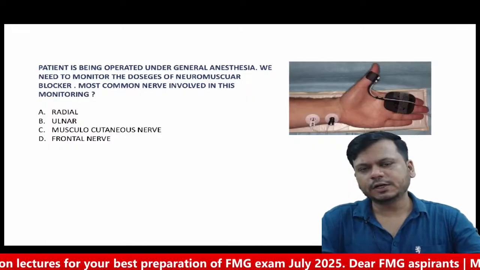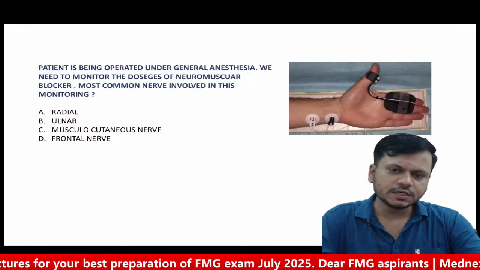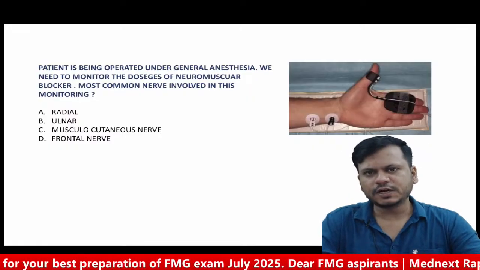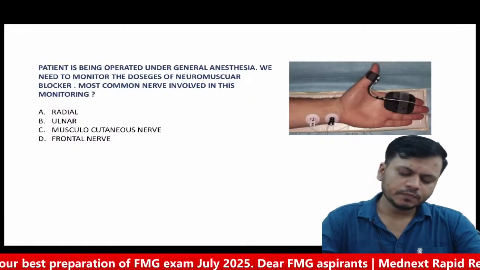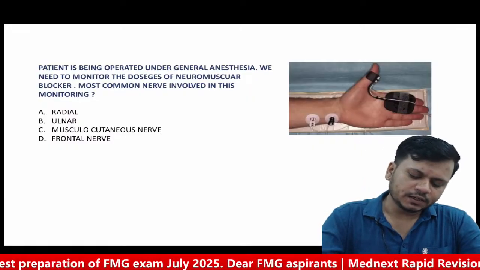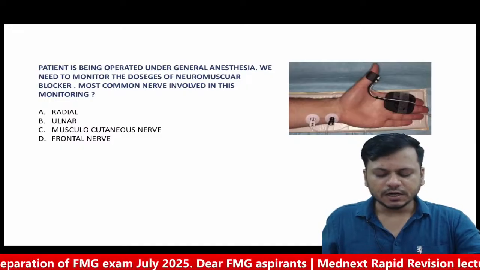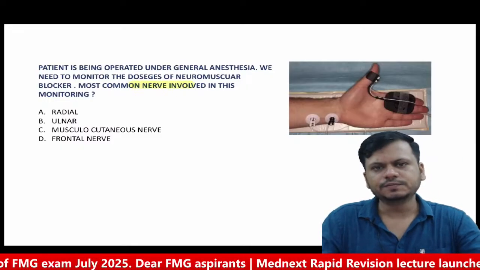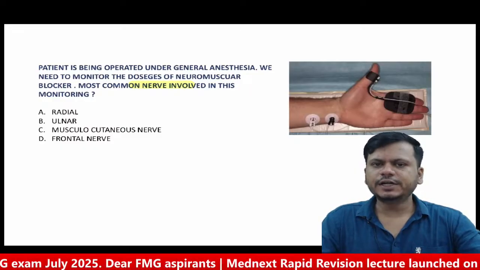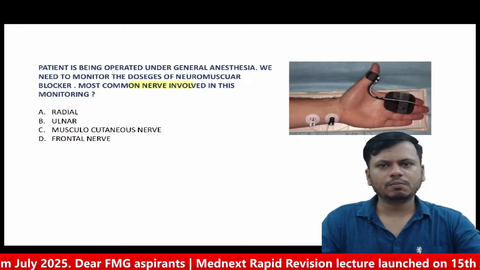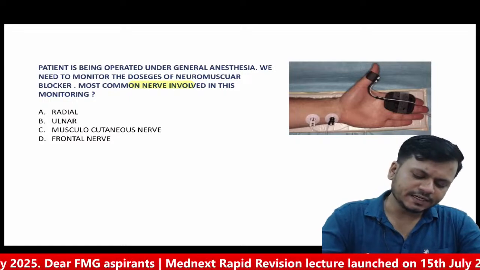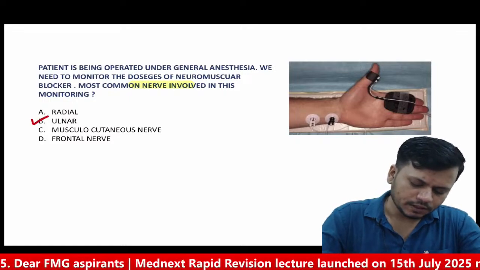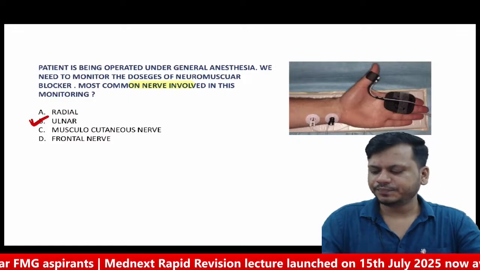This is a repeated question. This question has been asked in your exam 3 to 4 attempts before as well. They have asked you over here the most common nerve used in TOF monitor or neuromuscular blocker monitor. The answer is it is ulnar, right?